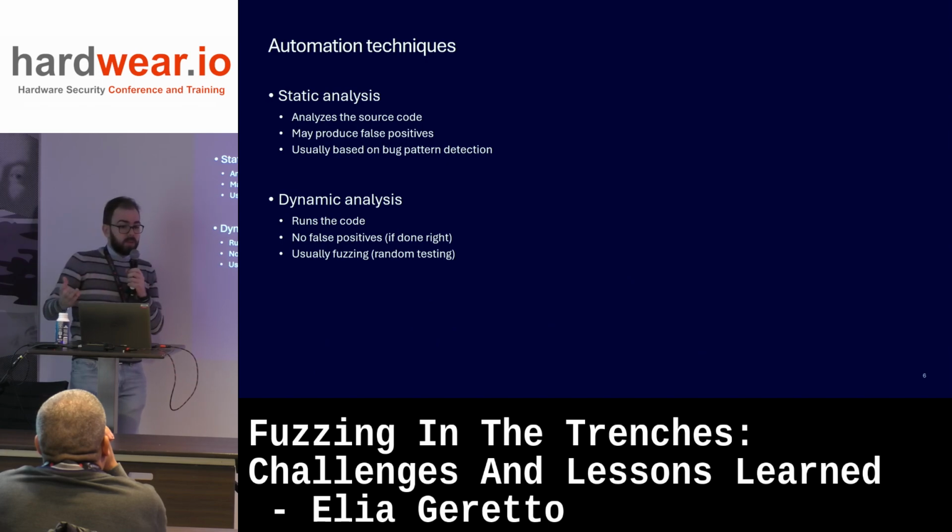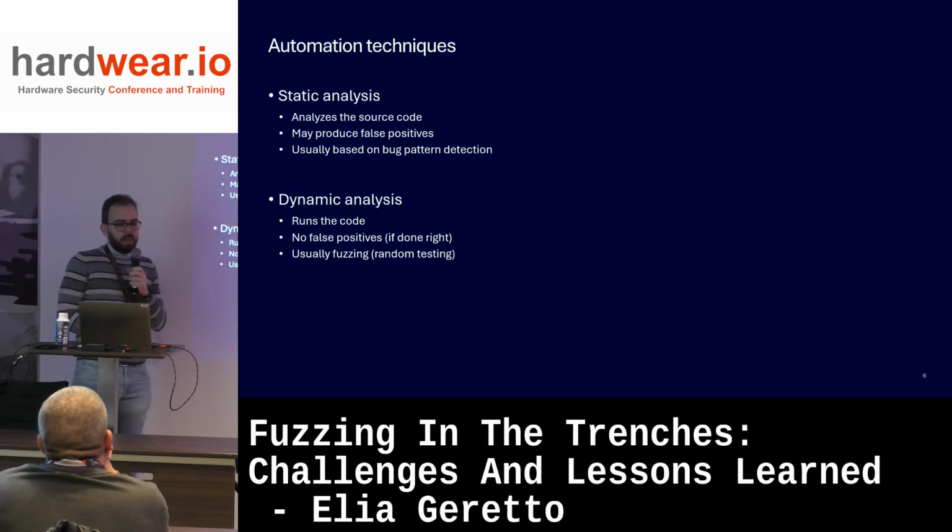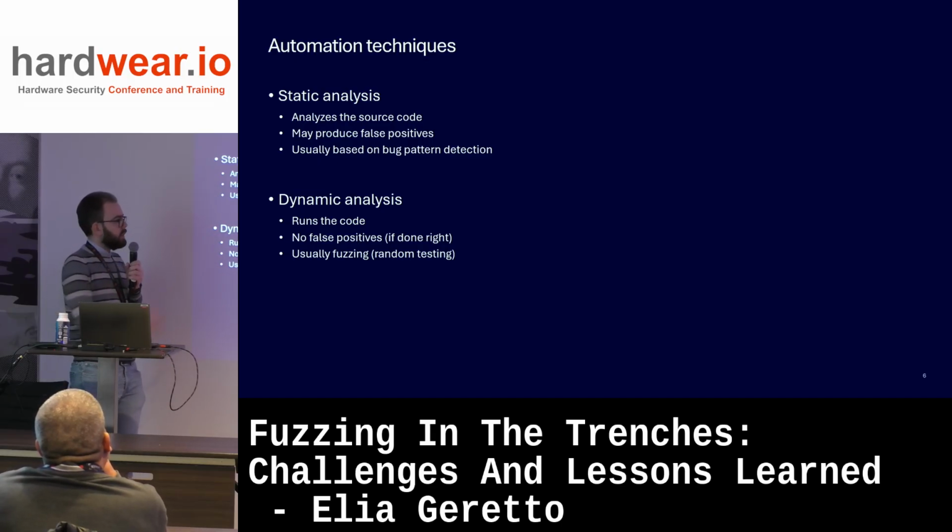The other one is dynamic analysis techniques, which imply that you build and run the software, which could be modified with instrumentation and so on, but you usually run it and observe its behavior. If you do it correctly, there are no false positives, because a crash when you run the software usually means that there's a bug.